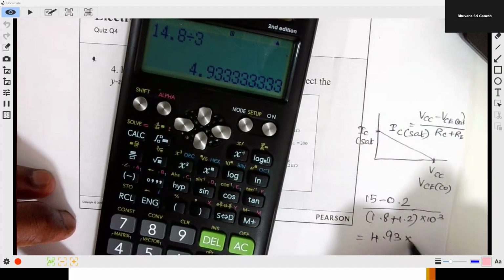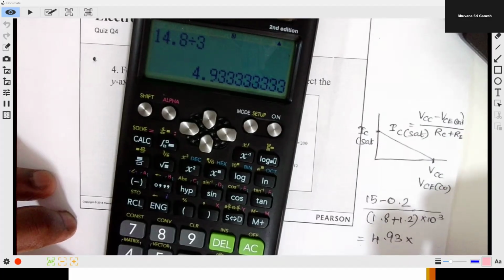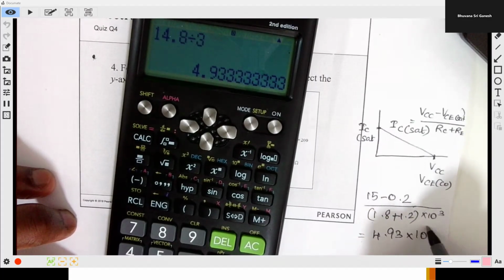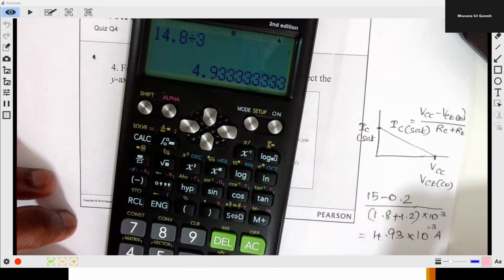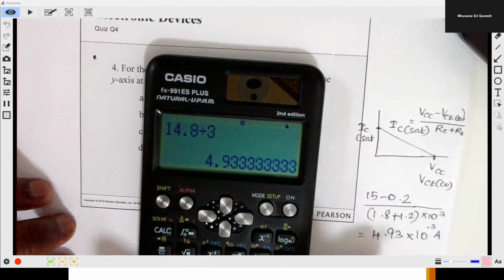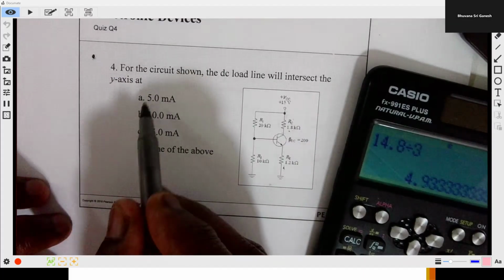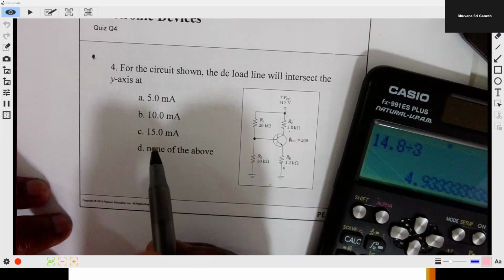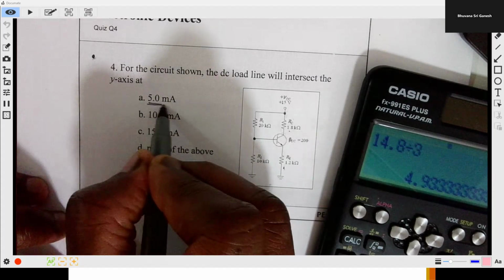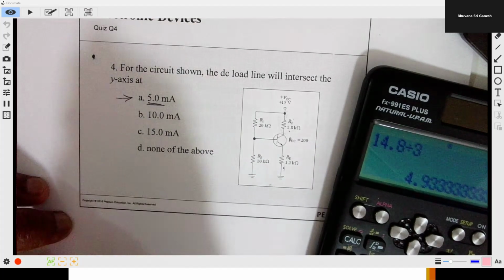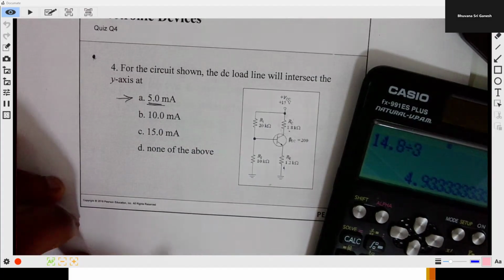4.93 times 10 power positive 3 goes up as 10 power negative 3, so 10 power negative 3 amperes. 4.93 milliamperes is the exact answer. Let's see if there is 4.93 in here. The closest one you should select. 4.93 is approximately 5 milliamperes, so we can select this.